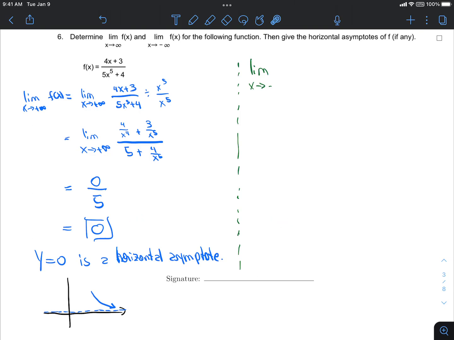That could change. But in this case, because the answer is 0, even if you follow the process step by step, you're going to notice that the exact same result will happen. So that is the only horizontal asymptote for this function.